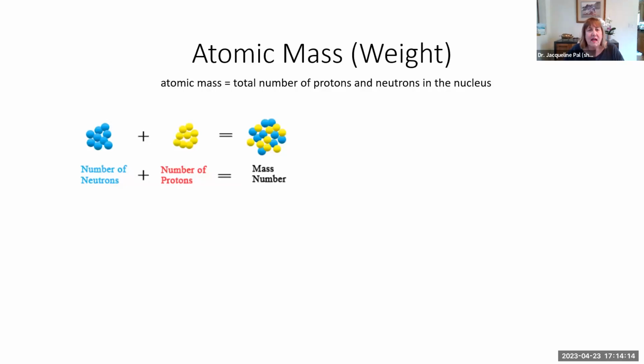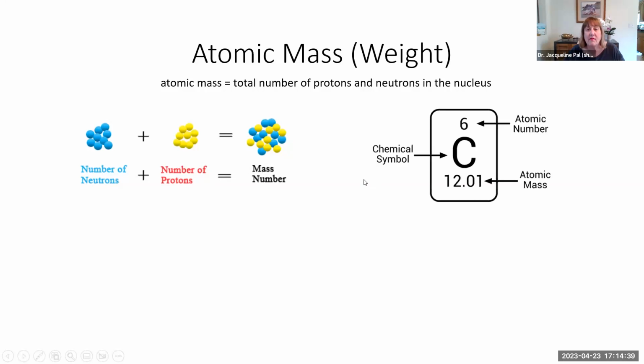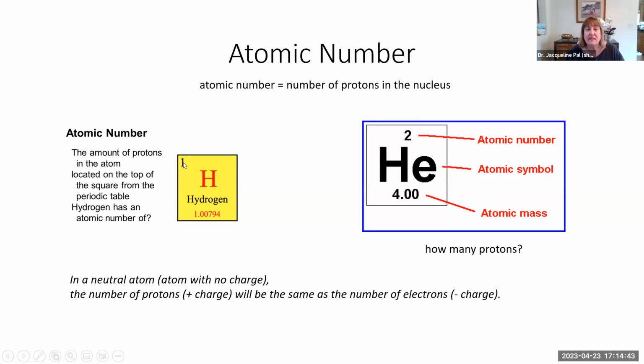Now, the other thing besides the atomic number is the atomic mass. And once again, I said for our purposes, mass is weight. The way the mass is calculated is it's the total number of protons plus the number of neutrons. So the number of neutrons plus the number of protons give us the mass. Now remember, the atomic number was the number of, do you remember that? Yes, it was the number of protons already.